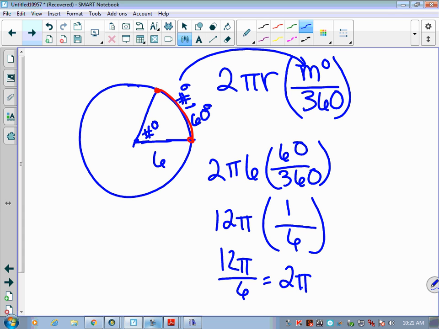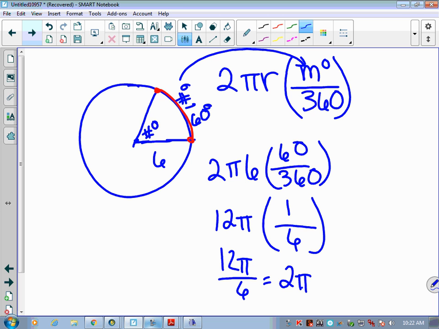I can leave that as 2 pi. I think I can leave it just like that, and that would be 2 pi units. Or I can multiply that by 3.14, or use the symbol for pi in my calculator and find out what the irrational number is. It should come out to almost 8. All right. Do we understand how to find the length of an arc?